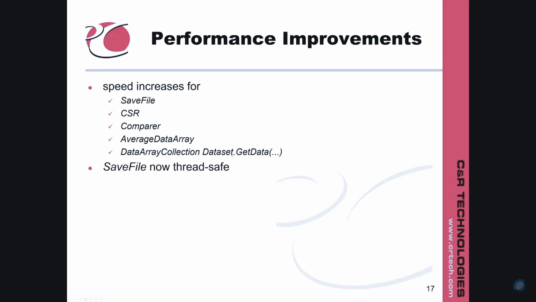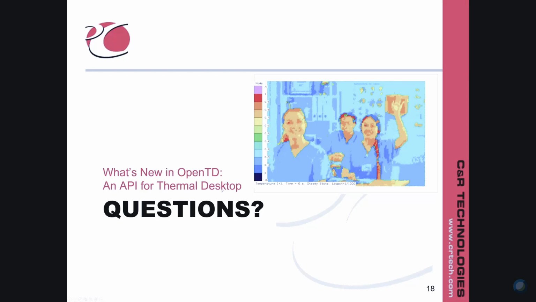This has all been updated in 6.1 already. So if you get the latest patch, then you should find that save files, CSRs, the comparer class, average data arrays, and getting data for groups of things that returns a data array collection, so like all the node temperatures for a submodel, for example, you should find that those things run a lot faster than they did when 6.1 was released. And then the save file class is now thread safe.